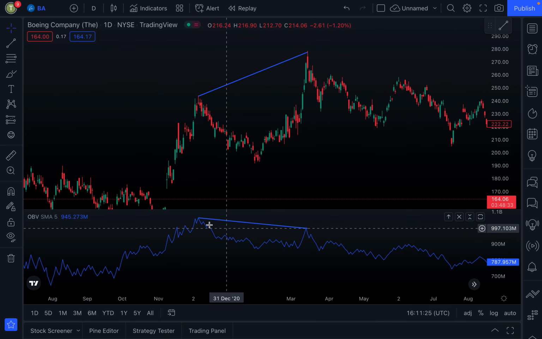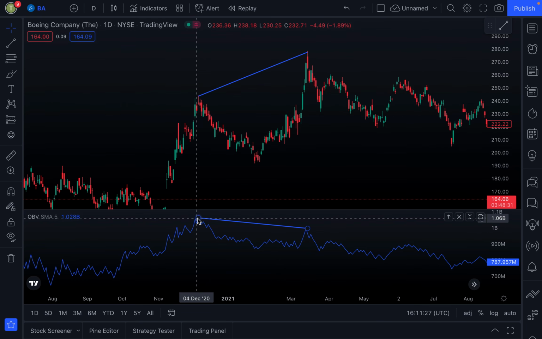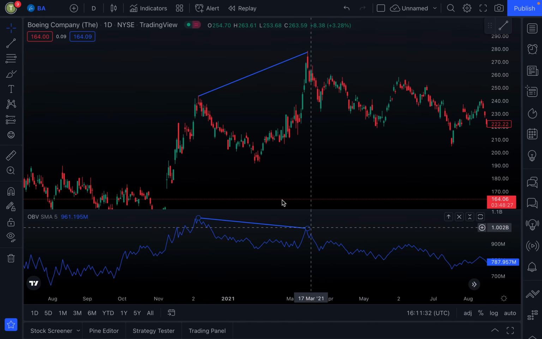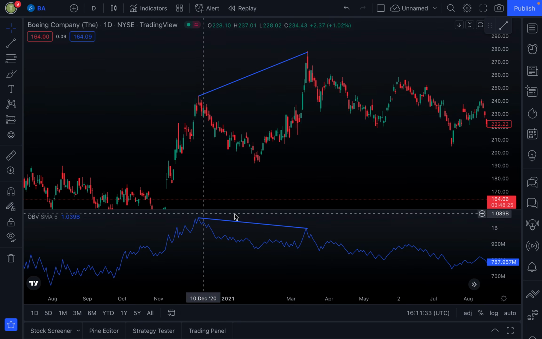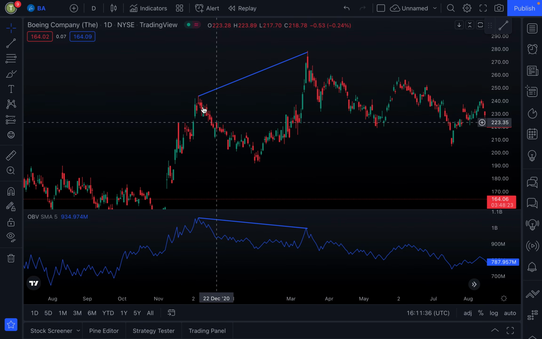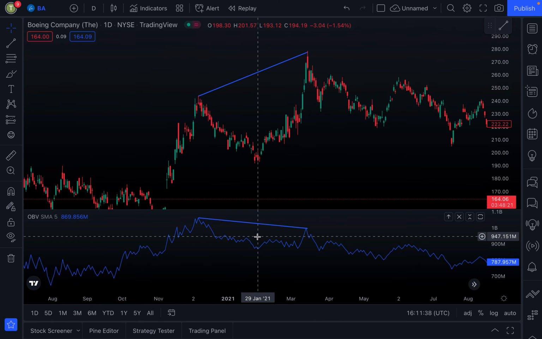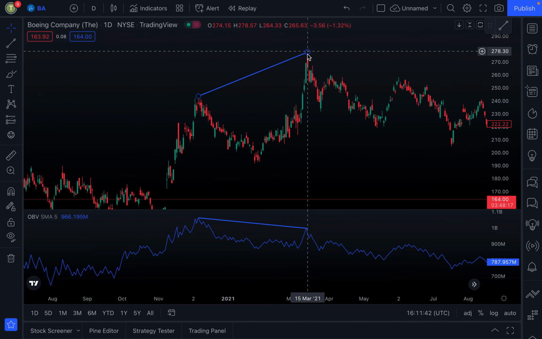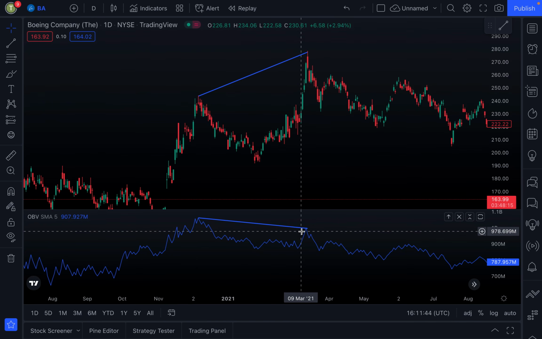However, if we look at the OBV, what did the OBV do? OBV made a new lower high and the line is sloping downwards. So again, the trend here was not the same, right? The trend here was not the same. So if the prices are flat or moving up, but the OBV is falling like it was doing here, you can potentially expect for the price to move lower.